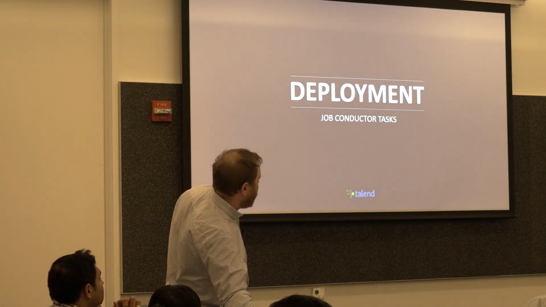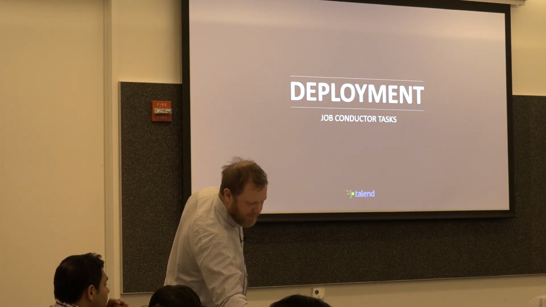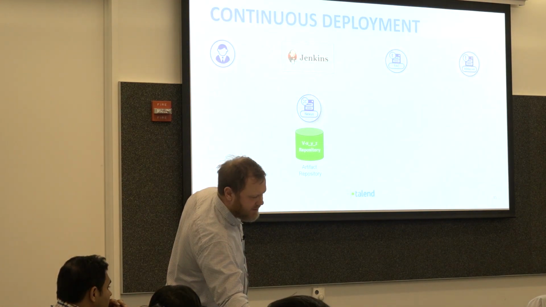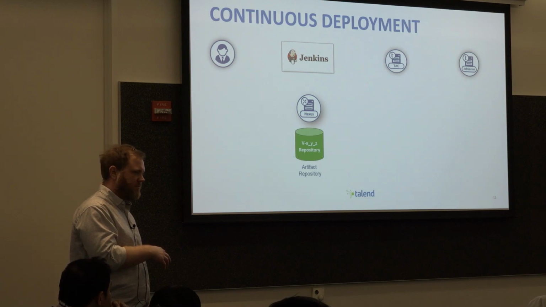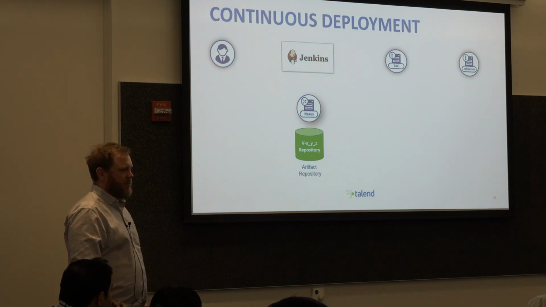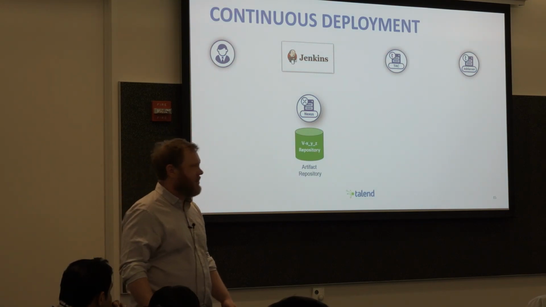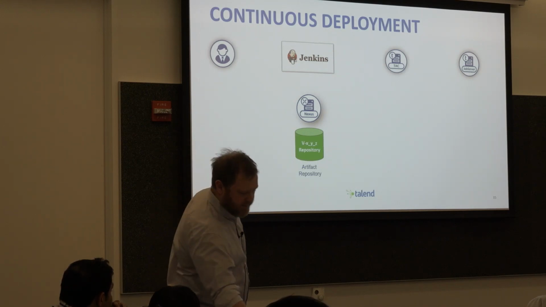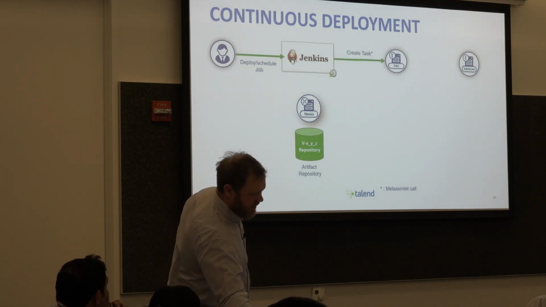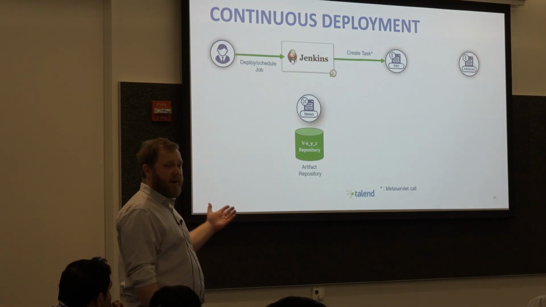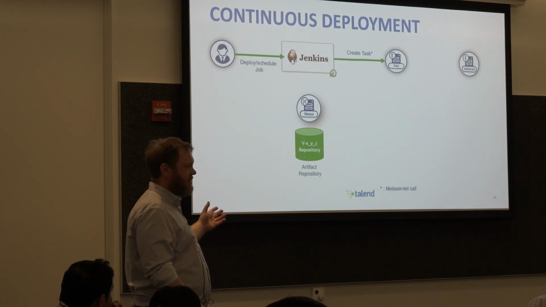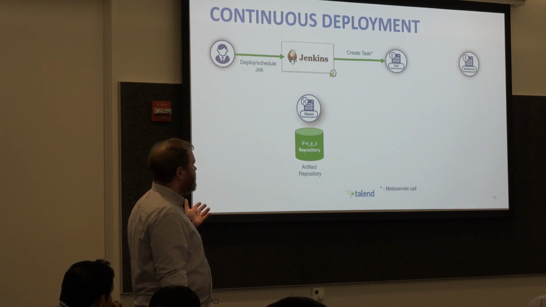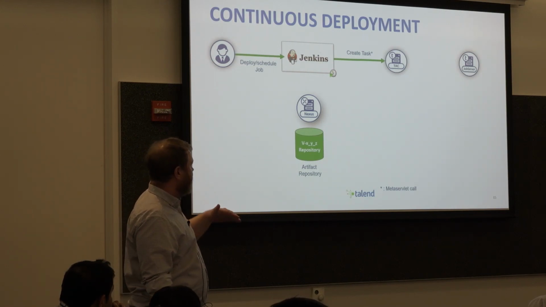So I think I'm going to start wrapping it up soon, but the next part of this is the deployment part. So that was all to do with the continuous integration. The deployment part's a lot more simple, I think. It's just Jenkins, again, taking care of it. It has to create a task, right? So this is in TAC, if you're familiar with TAC. It's going to create that task of the job conductor. So TAC's going to have to do that.